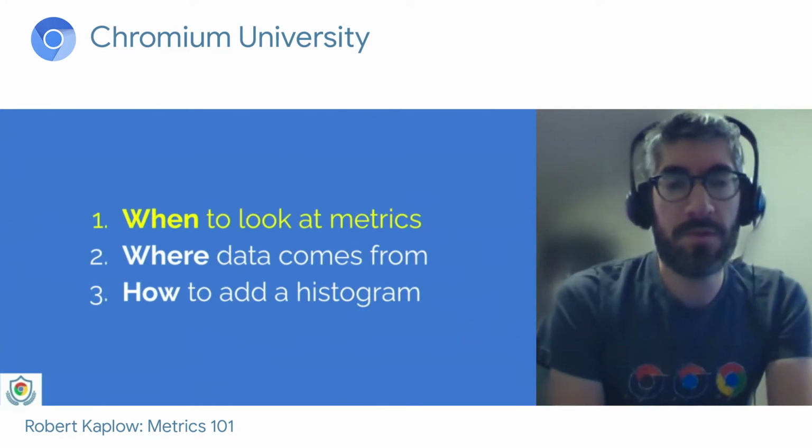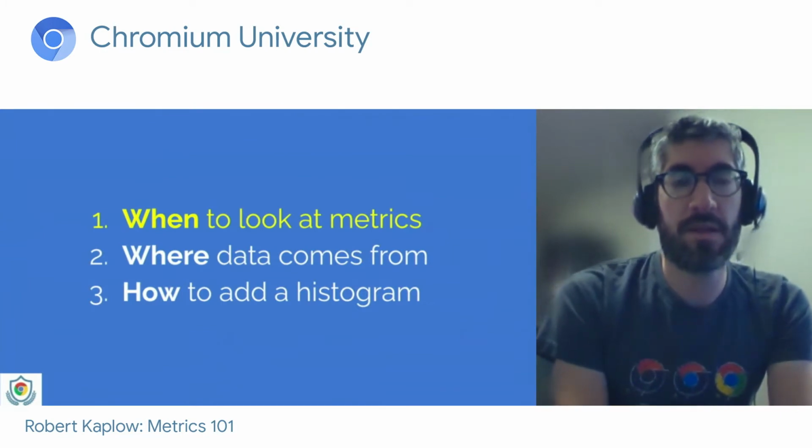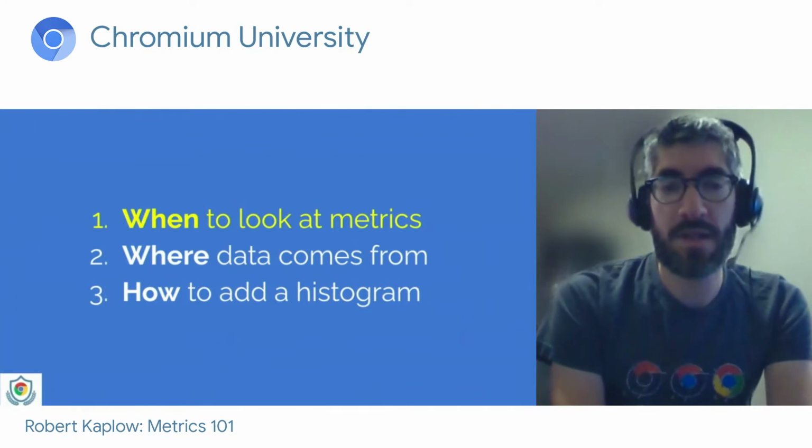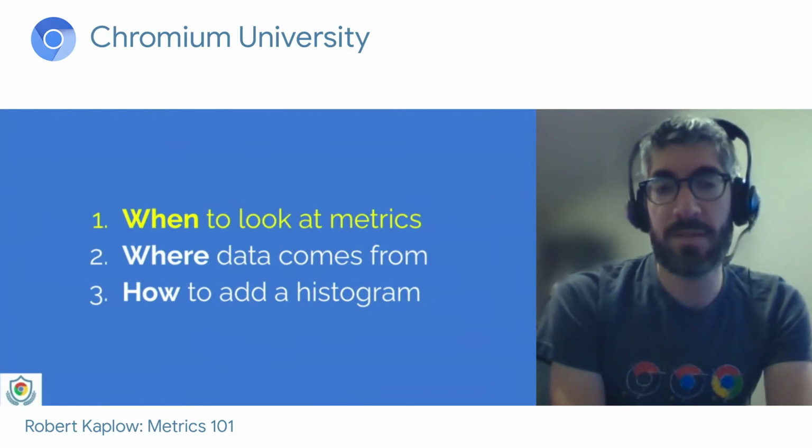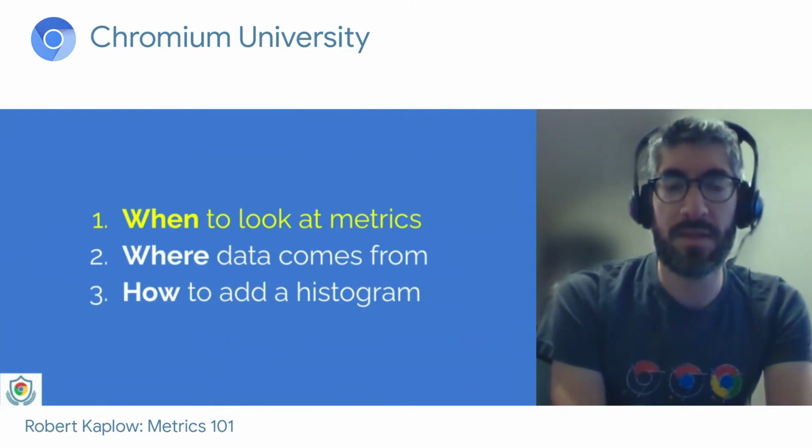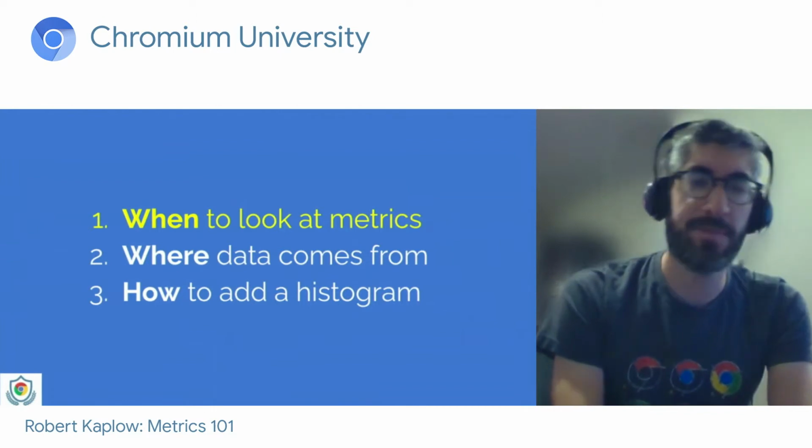So it's an overview for the rest of the talk. There's going to be three main components. First, I'm going to talk about in the product lifecycle, when do we look at metrics? Next, an overview of where the data comes from. And then finally, I'm going into a bit of a deeper dive into how to add a histogram in Chromium. This is sort of our basic building block of adding a new metric.